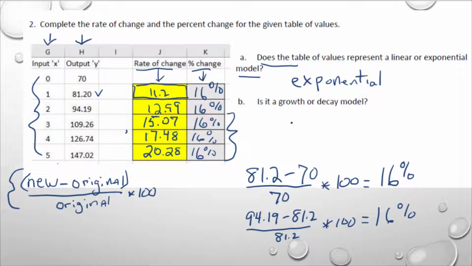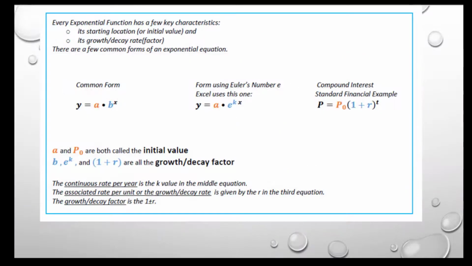Is it growth or decay? Well, it's growth because it's positive, it's 16%, which is greater than 0%. Being negative 16%, that would be exponential decay, which it's not. I would suggest you put this on pause and take a good look at it. We're basically going to be looking at the common form, and this is the continuous form.